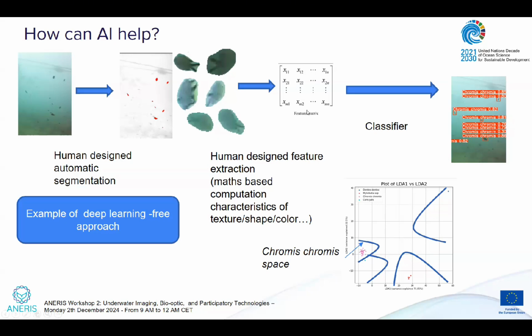And then you provide these features into something called a classifier, where you can express these features in a space that can be simplified to two axes. And you should see species getting together in the same part of the space, and then you say this is the space of this species, for example, and then you assign this category to this particular segmentation based on the features that have been computed. So this is a deep learning free approach.